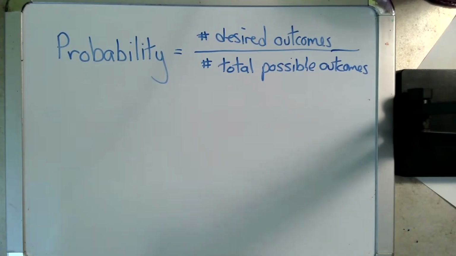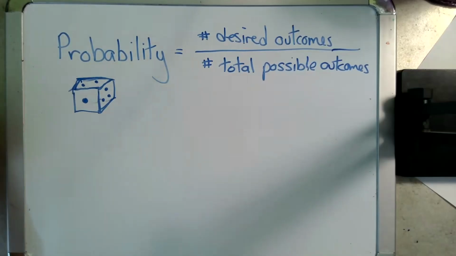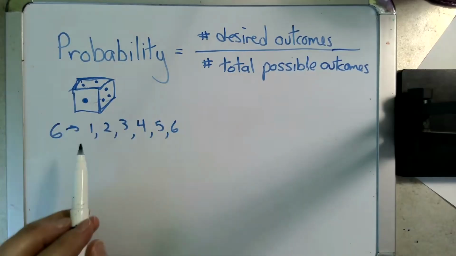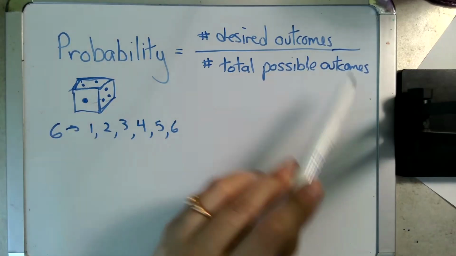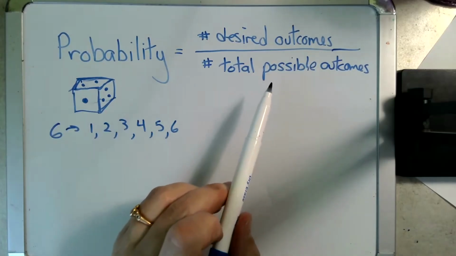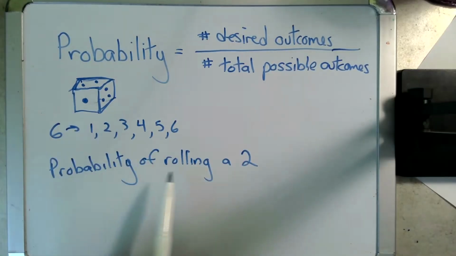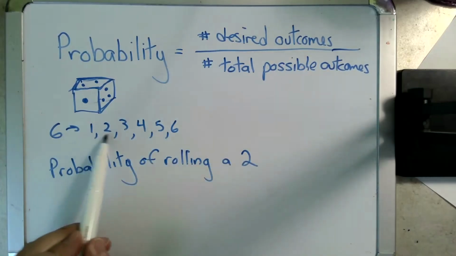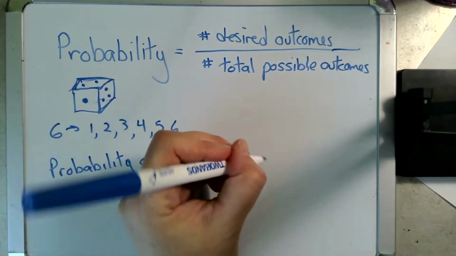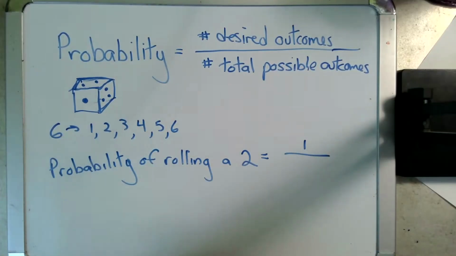Let's look at the example of rolling a single die. You have a single die, and you know that on the face of a cube, you have 6 faces, and so you have the possibilities of rolling a 1, 2, 3, 4, 5, 6. That means that when we're working with a single die, our total possible outcomes, there are 6 of them. So let's say we want to know what's the probability of rolling a 2. Our desired outcome, rolling a 2, there's only one way to do that, whereas our total possible outcomes if we roll a die, there are 6 of them. So the probability of rolling a 2 is 1 out of 6.